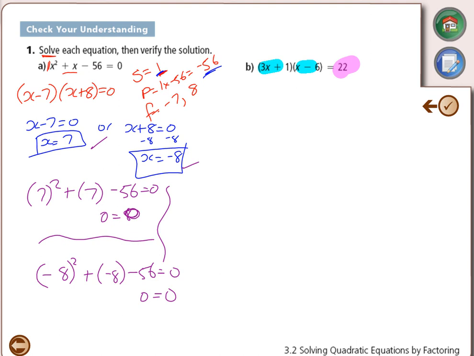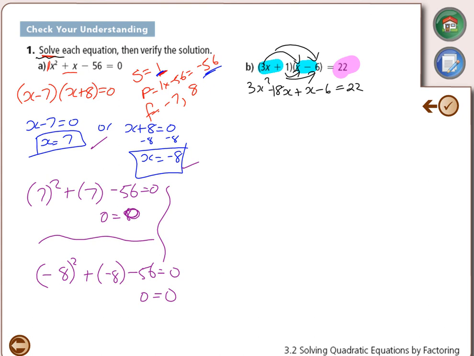In this case, this is really the only time you're going to be expanding and then refactoring. It asks for solve. So we're going to expand this, equate to 0, and refactor. Woo! Lucky us. Let's expand it. And we come up with 3x squared minus 18x plus 1x minus 6 equal to 22.